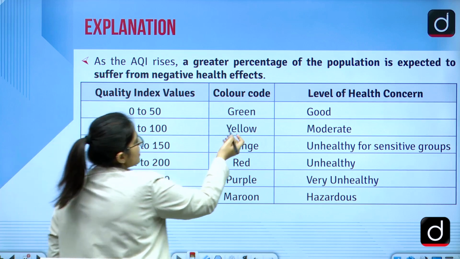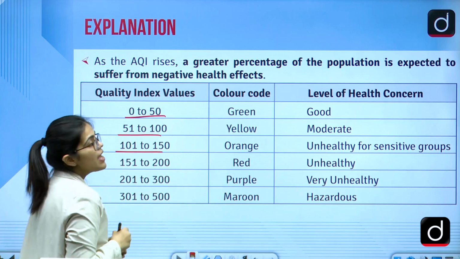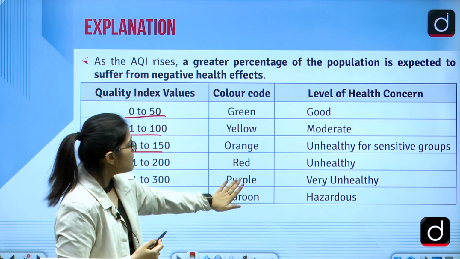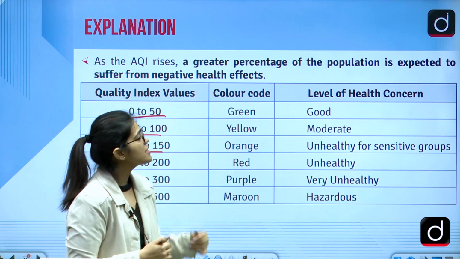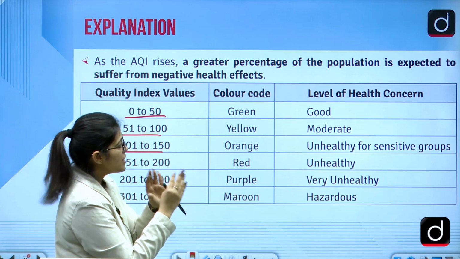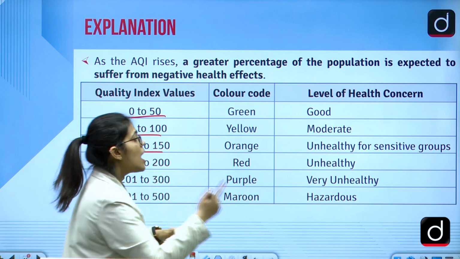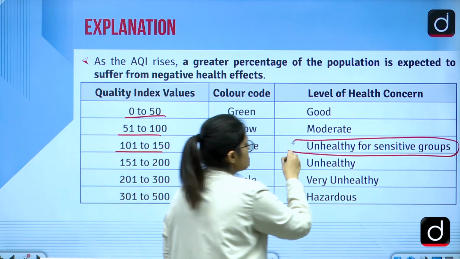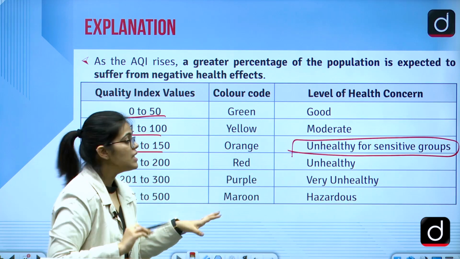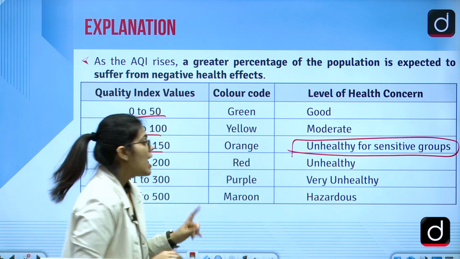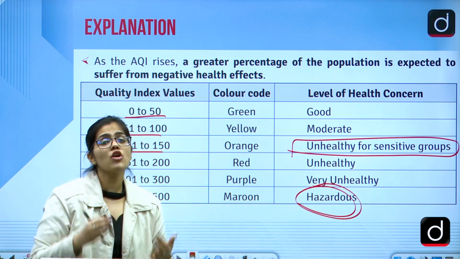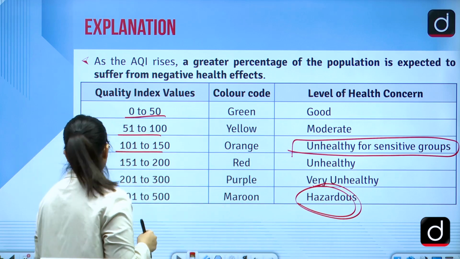So we have the color, and this is the range that we have. The colors are green, then yellow, then orange, then red, then purple, and then maroon. And what is the description and the health concerns that we see? It is good, the air is good, then it becomes moderate, then unhealthy for the sensitive group, which can be young children and adults. Then it becomes unhealthy, then very unhealthy, and at the end, associated with the maroon color, it becomes most toxic and hazardous in nature.